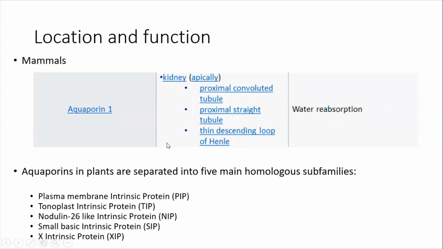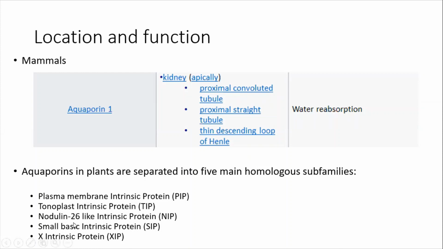Now what about in the case of plants? They have 5 main homologous subfamilies. It means they are all aquaporins, similar in structure and sequence, but they have different functions too. They are called the plasma membrane intrinsic protein and the tonoplast intrinsic protein. What is the tonoplast? It is a membrane which surrounds the vacuole. We know that the vacuole is the storage house in plants, so maximum water will be retained in the vacuole.